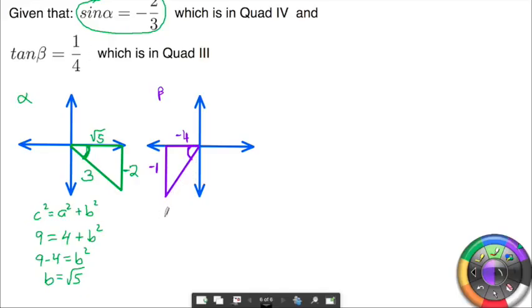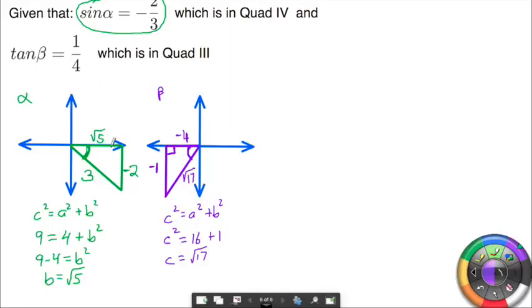Again, we need to find that third side, so c squared equals a squared plus b squared. In this case, I don't know what the hypotenuse is. Remember, it's the side opposite the right angle. It's unknown. If I square 4 and 1, I'm going to get 16 and 1. So c is equal to the square root of 17, plus or minus, but because it's the hypotenuse, it has to be positive. So square root of 17.